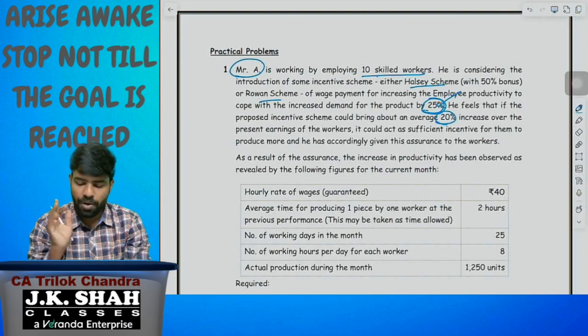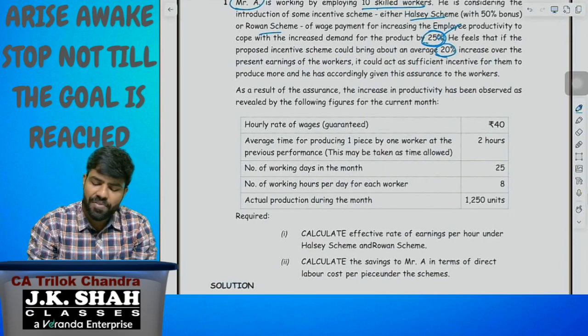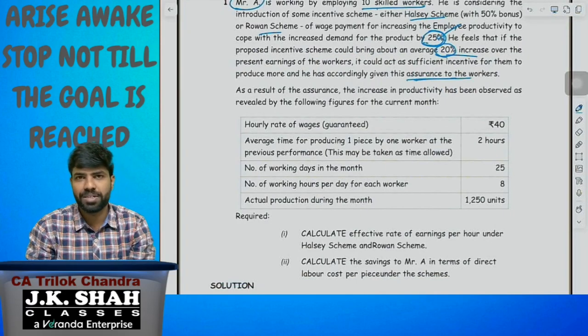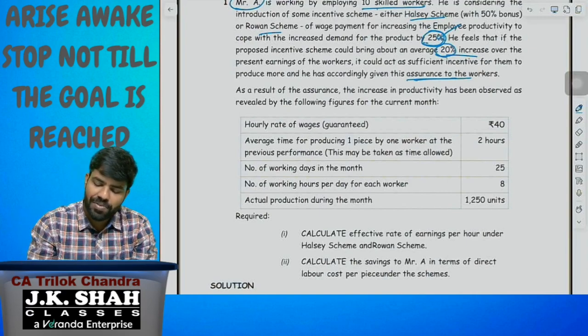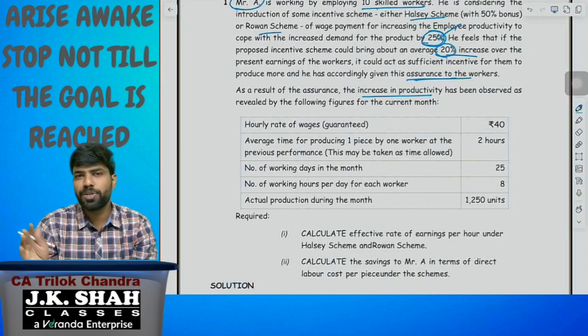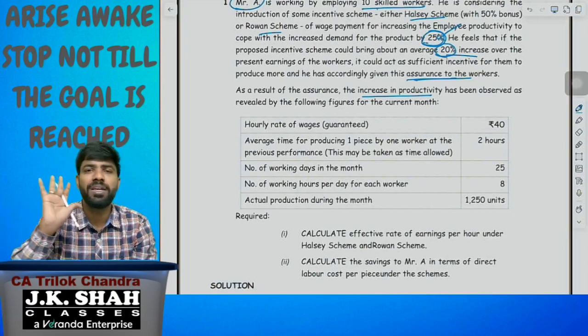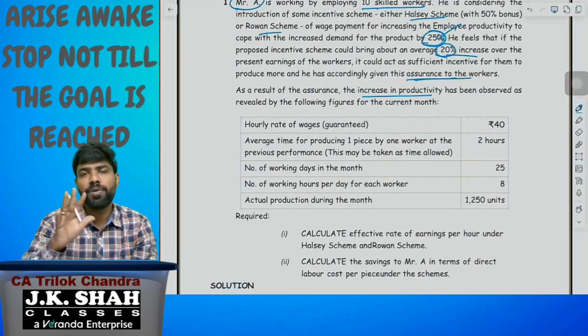Are you understanding now? As a result of assurance, and one more thing, he assured this 20% to the workers. Based on his assurance, the productivity has started increasing, and he observed the following figures for the current month. The production increased according to the assurance of Mr. A. Now he has given certain facts.